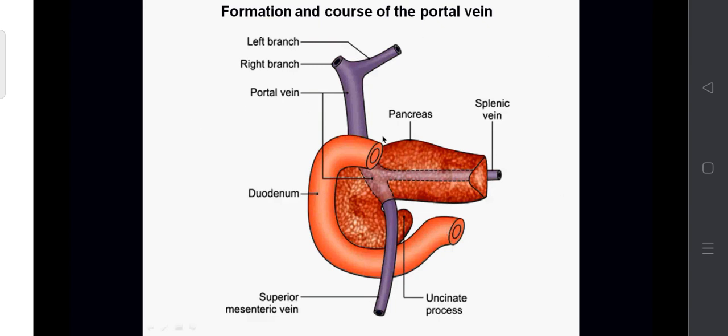Then this vein is about 8 cm long. It passes upwards posterior to the first part of duodenum. Then it passes further upwards above the duodenum, and then it reaches the porta hepatis of liver, where it divides into right and left branches which enter the liver and further divide into smaller branches and sinusoids.